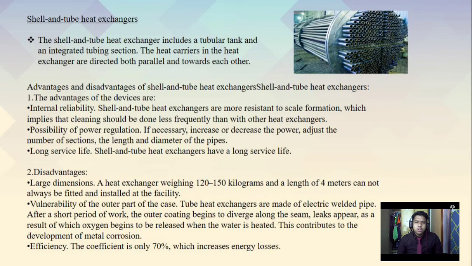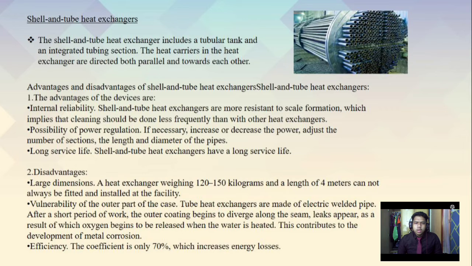The disadvantage is, first, large dimensions. A heat exchanger weighing 120 kilograms and a length of 4 meters cannot always be fit and installed at the facility. The second, vulnerability of the outer part of the case.